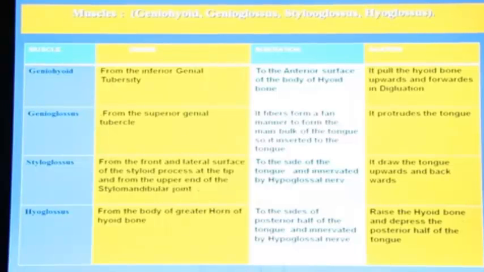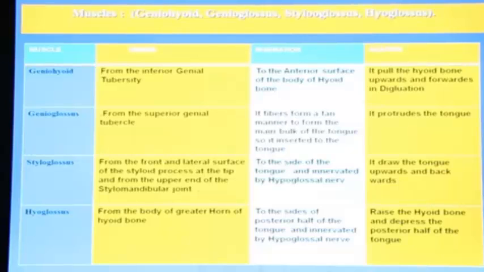Geniohyoid originates from the inferior genial tuberosity and is inserted into the anterior surface of the body of the hyoid bone. The action of geniohyoid is to pull the hyoid upwards and forwards in deglutition, or swallowing.